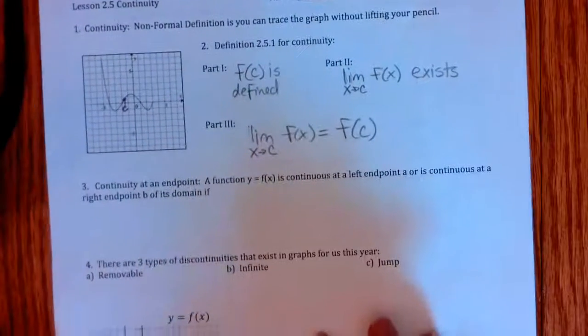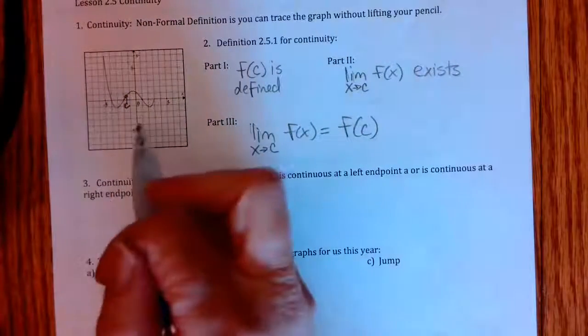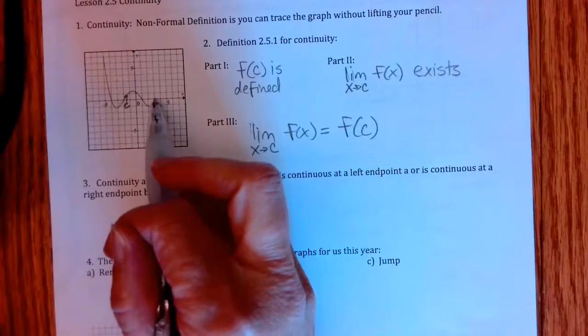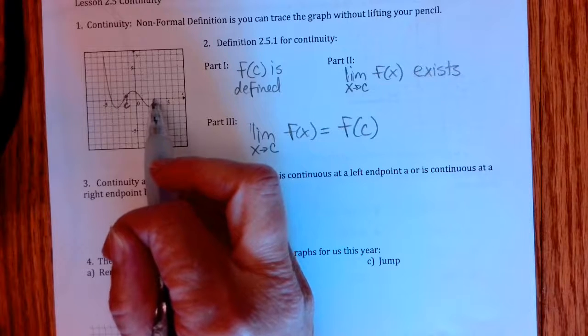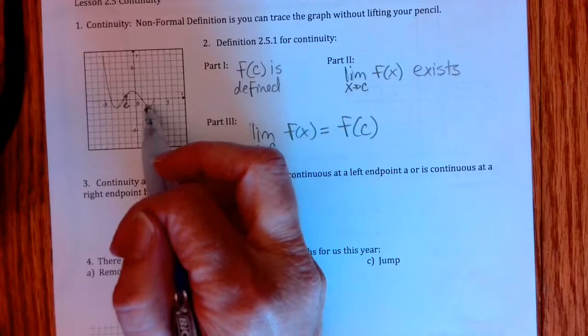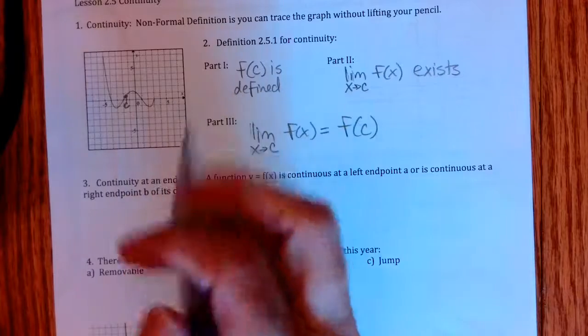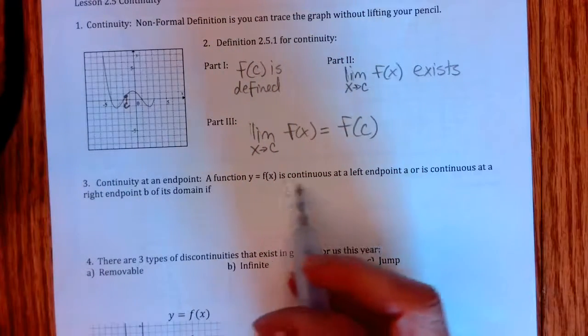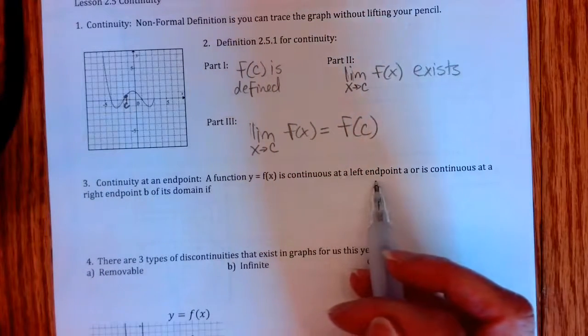You can also have continuity at an endpoint. So the graph ends here at (3, 0) and is continuous on the way to (3, 0) and at (3, 0). How to define continuity at an endpoint?